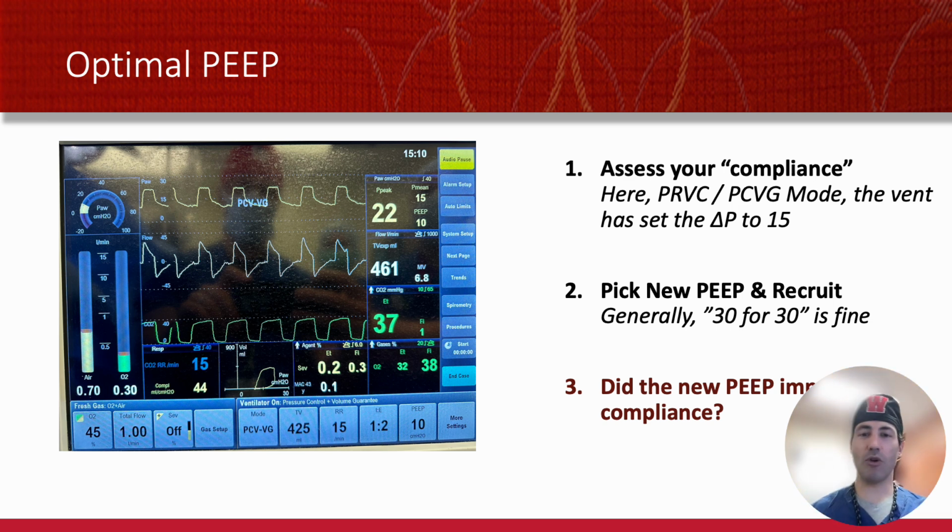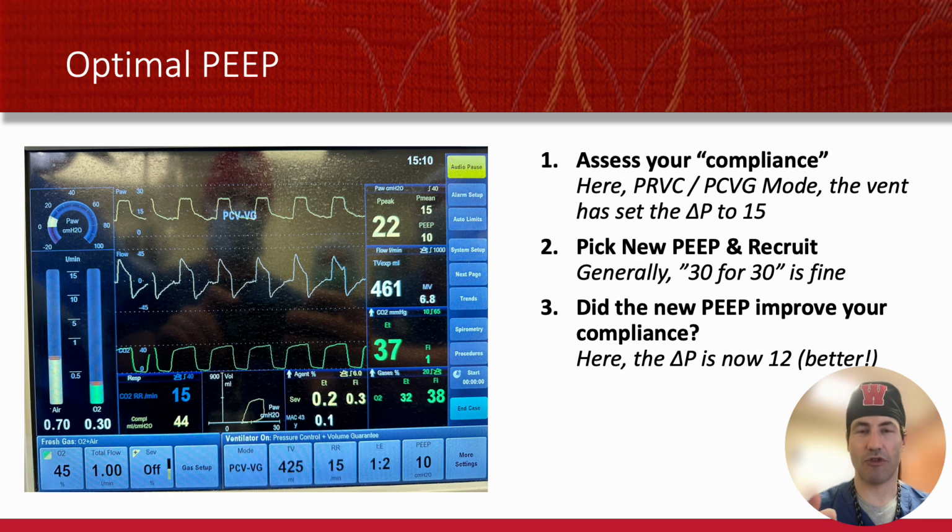So how do I know if it helped? I go back to step one and I reassess my compliance and ask if it got better. It's pretty straightforward. Here, we know that the driving pressure went from 15 to 12. So I got better. A PEEP increase from 5 to 10 did good.